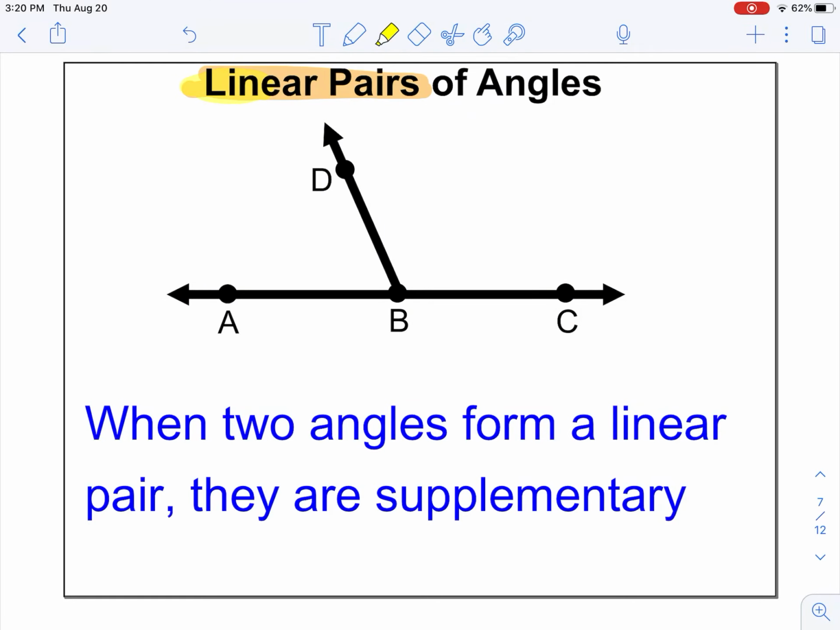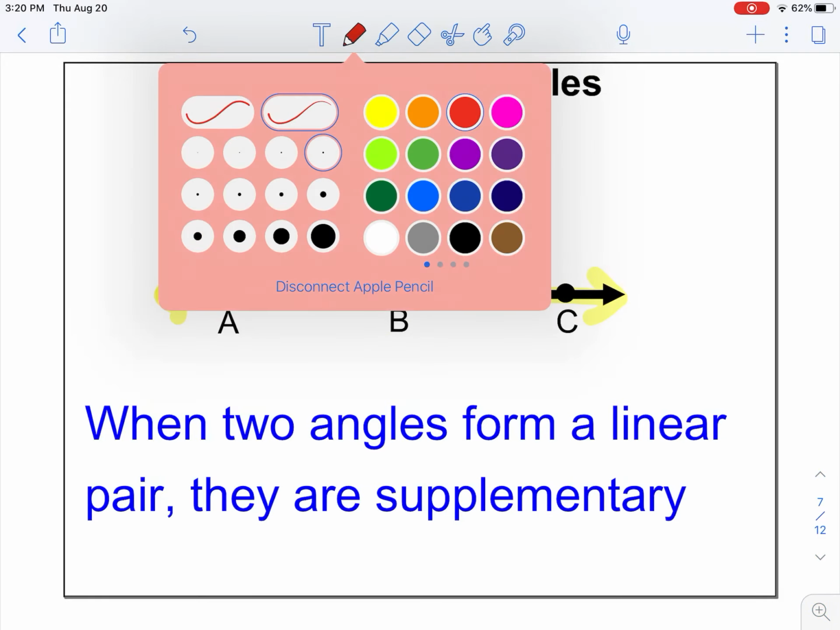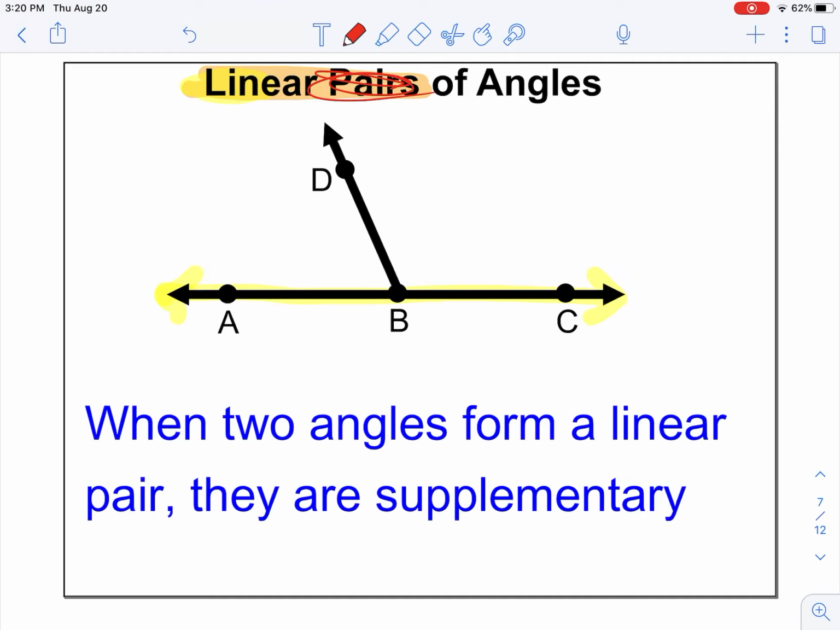You see the word line. Notice there's a line right here. Pair. What does pair mean? Pair means two, right? So this is two angles that form a straight line. If they form a straight line, that also means that linear pairs are supplementary. I was going to write it again, but it's right there. It means they have to add to 180, right?